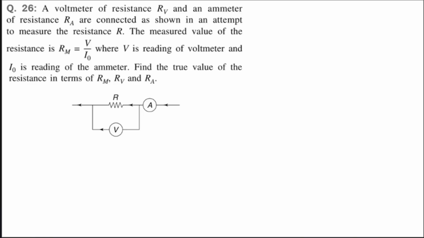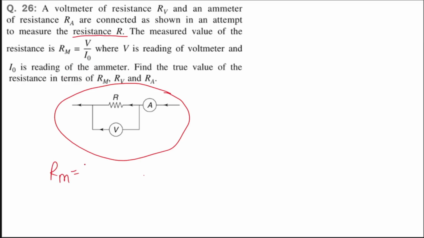चलो इस क्वेश्चन को सॉल्व करते हैं. So basically we are given an ammeter, a voltmeter and this circuit. Measured value of resistance here. Actually in this question we are trying to measure the resistance R and the measured value Rm is written as V by I naught. And in the question it is asked what will be the true value of resistance in terms of Rm, Rv and Ra, where Rv is the resistance of the voltmeter, Ra is the resistance of the ammeter, and Rm, as you can see, is the measured value of R.